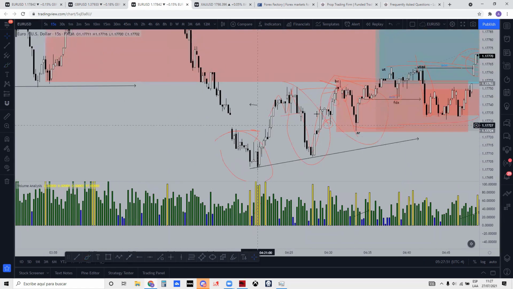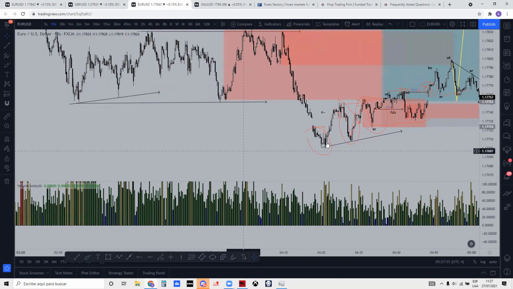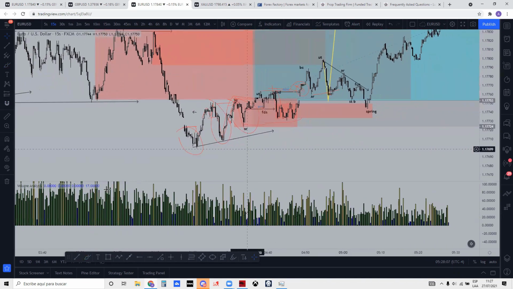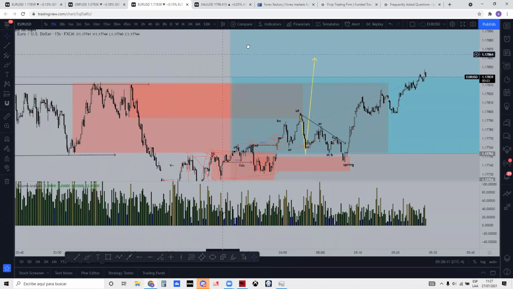And since we assume that this was a spring at this moment, this was potentially the start of phase E, when smart money starts, or the price starts making an uptrend, making higher highs and higher lows. Make sense?